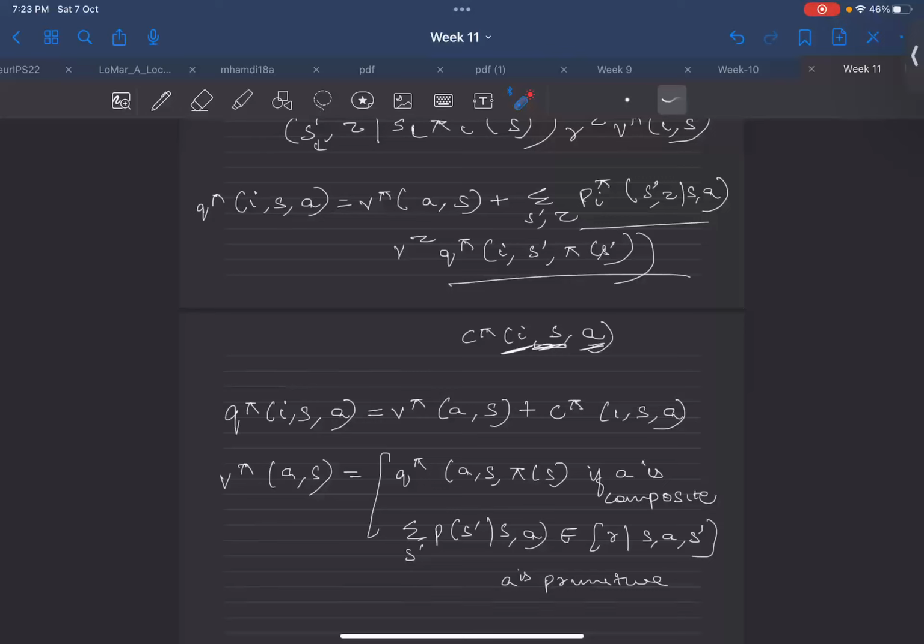So can we say that the completion function is not in an MDP, as we are not decomposing? Right, because this V pi A S is an immediate reward. It is always a primitive action in case of an MDP. So such decomposition is not required in a normal MDP.